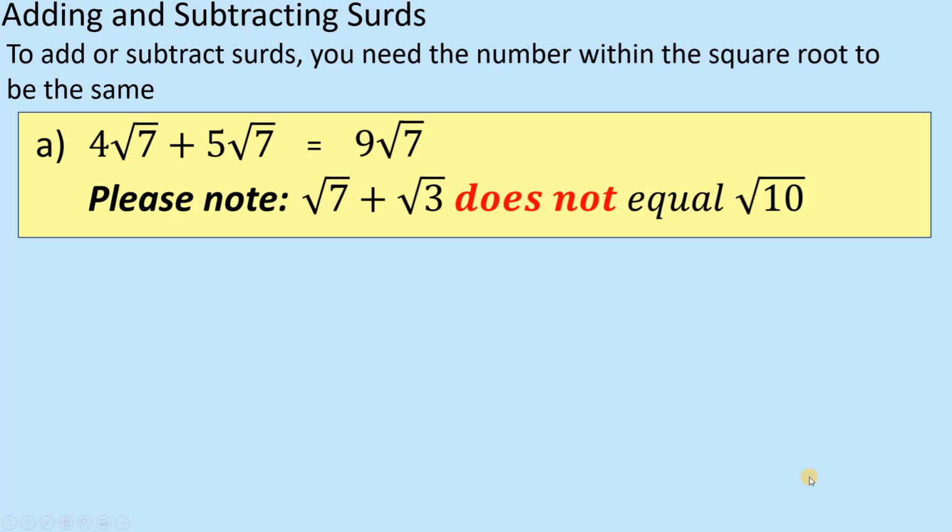But to clarify, if you're doing root 7 plus root 3, this does not work.